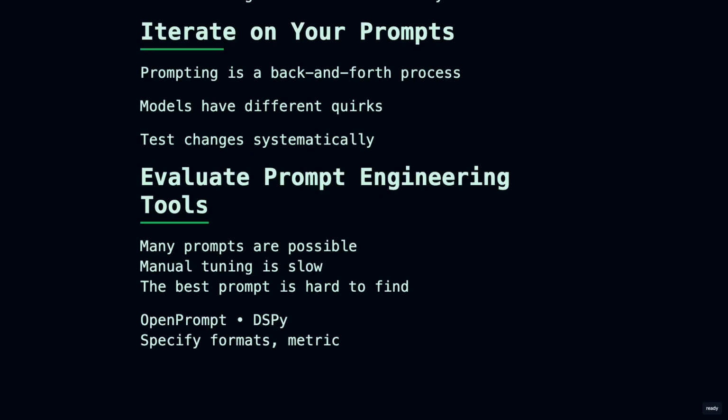Some systems try to automate the whole workflow. You define the input and output structure, the metric, and the evaluation set. Then the tool searches for a prompt or prompt chain that scores well, much like AutoML searches for strong model settings.